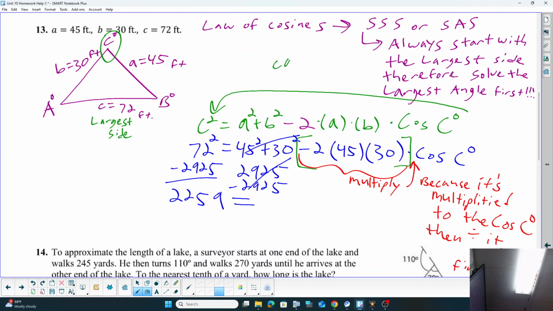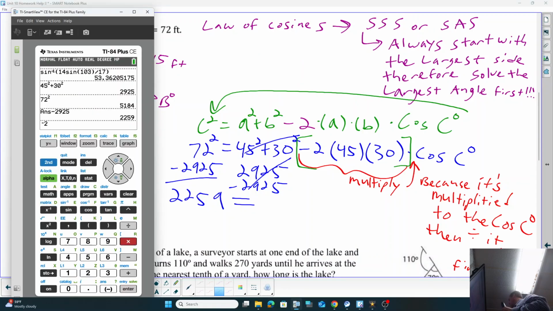So you cannot combine this and this and this and this and this. Yeah, no. Right? So you cannot combine all those together. We have to chunk it. Okay, so now we have -2 times, because you have to do multiplication before you do subtraction, you have to do division first. So times 30. So -2 times 45 times 30 is -2700.